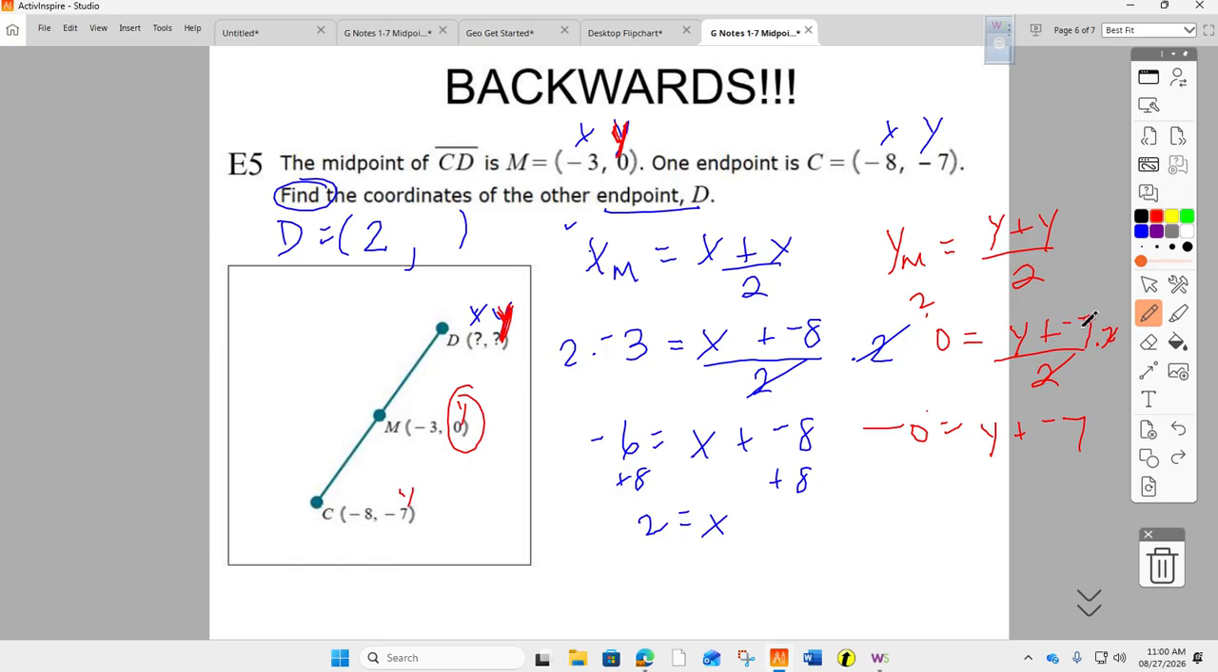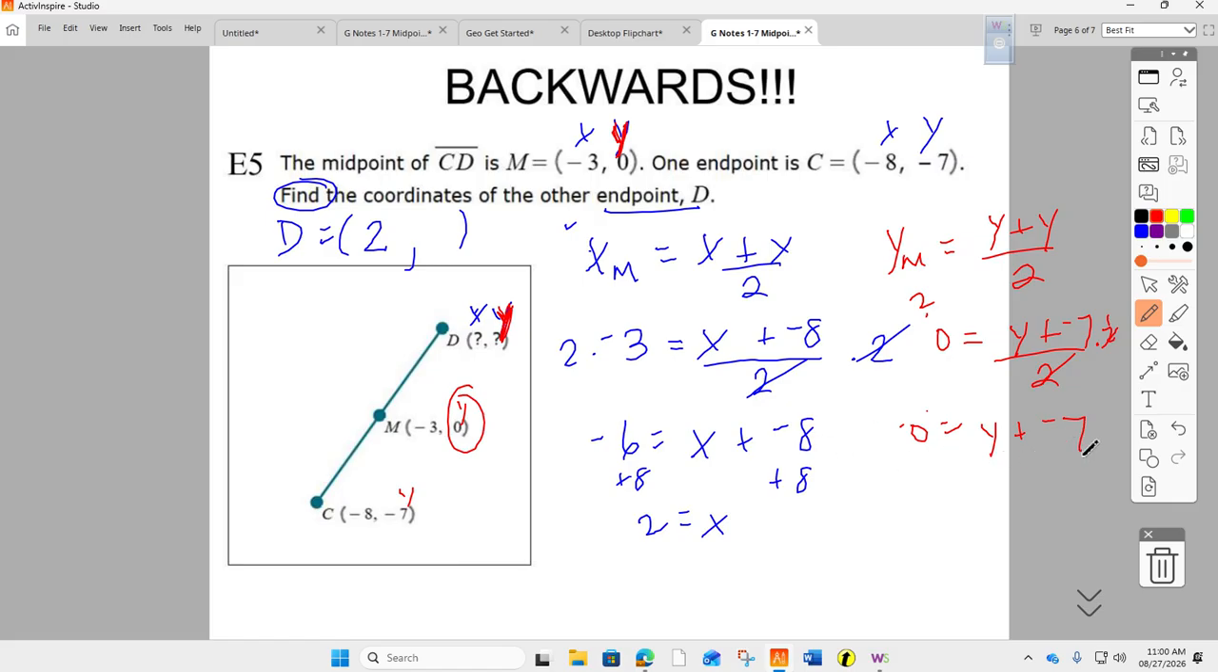The formula for finding the midpoint is add the 2 coordinates and divide by 2. Once we get to this point, we multiply both sides by 2. 0 times 2 is 0. And if we multiply these by 2, then these simplify to just 1, so we don't have to mess with that anymore. We're all done with that. So now we have 0 equals y plus negative 7.